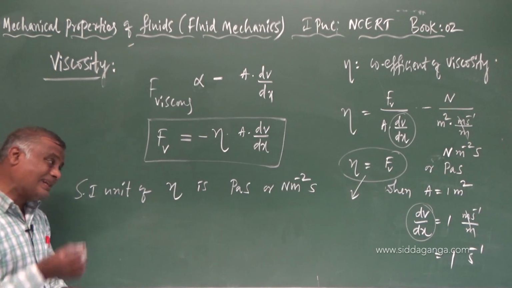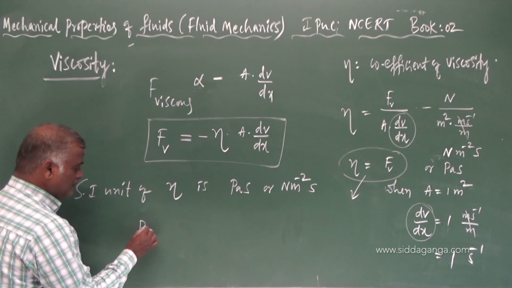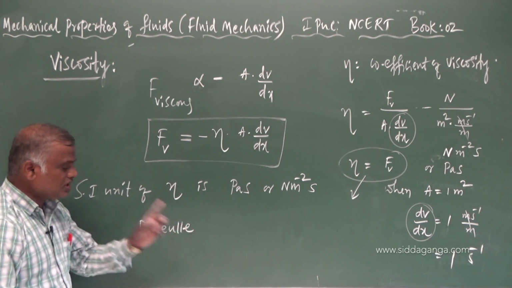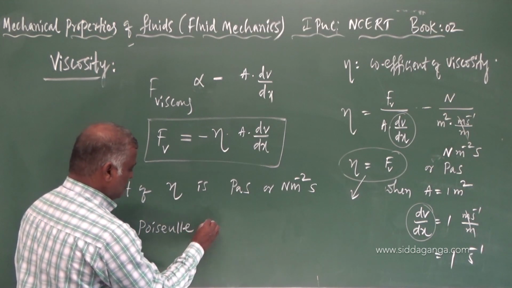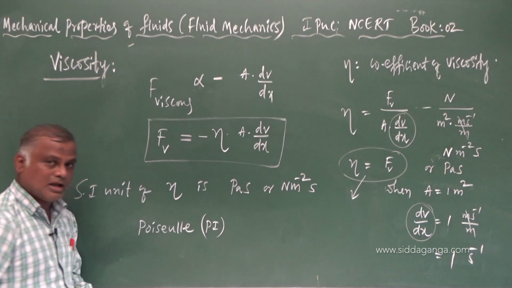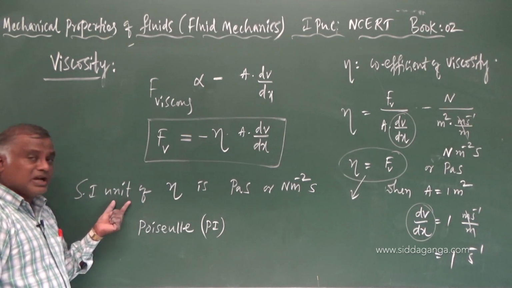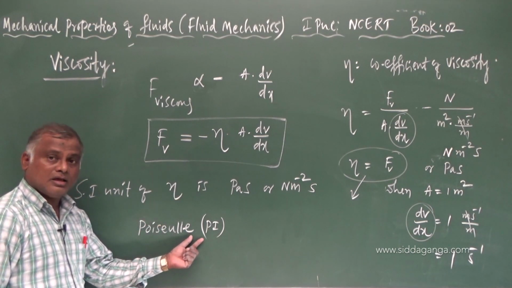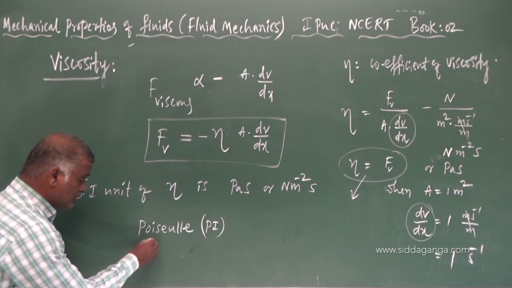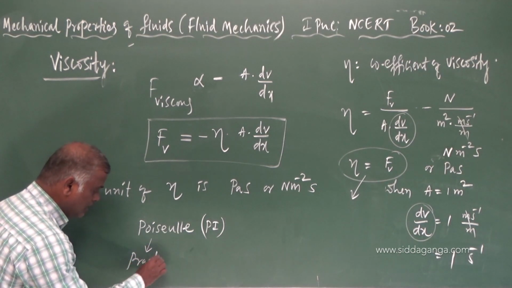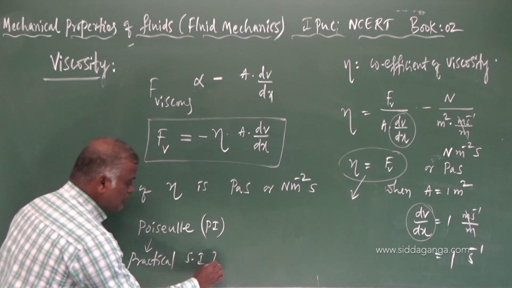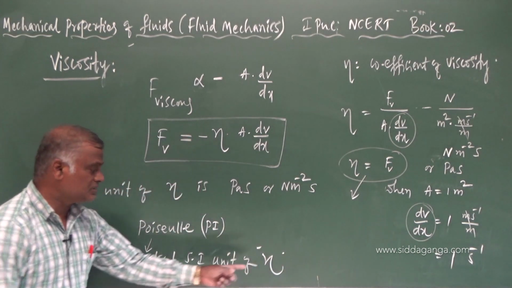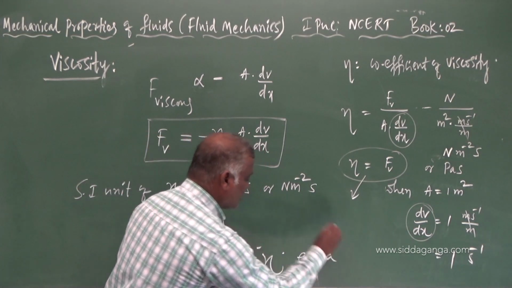And one more, another SI unit is Poiseuille, denoted by Pl. Another SI unit of coefficient of viscosity is Poiseuille. Practical SI unit of coefficient of viscosity, this is pronounced as eta, E-T-A.